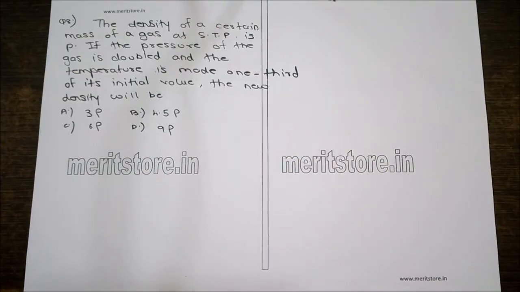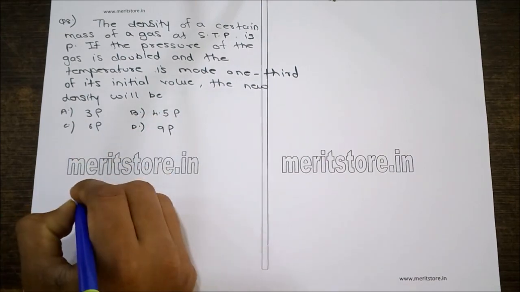The density of a certain mass of a gas at standard temperature and pressure is rho. If the pressure of the gas is doubled and the temperature is made one-third of its initial value, the new density will be: the options given are 3 rho, 4.5 rho, 6 rho and 9 rho.